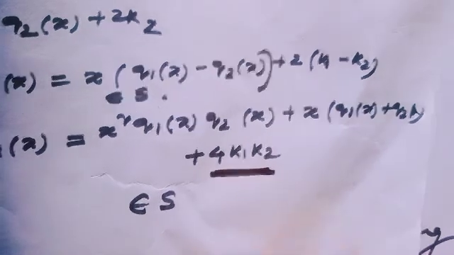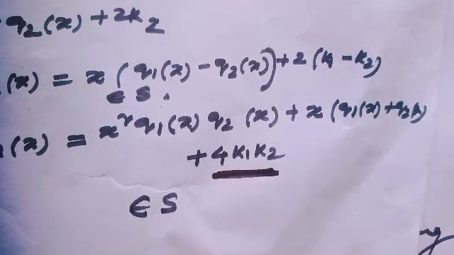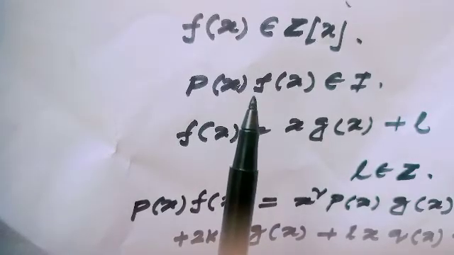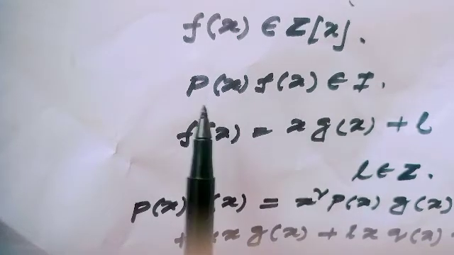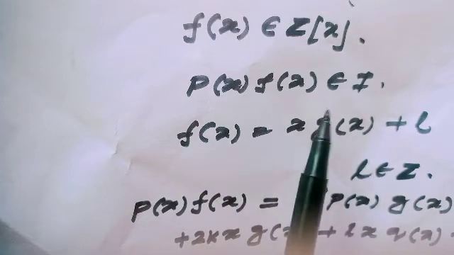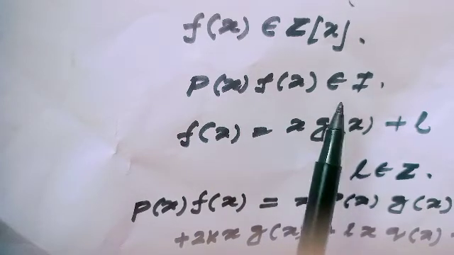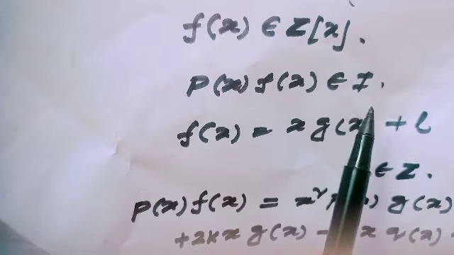So polynomials with even constant term form a subring. To prove the ideal test, let f(x) be an arbitrary polynomial in Z[x], and we have to prove p(x) times f(x) belongs to the ideal.